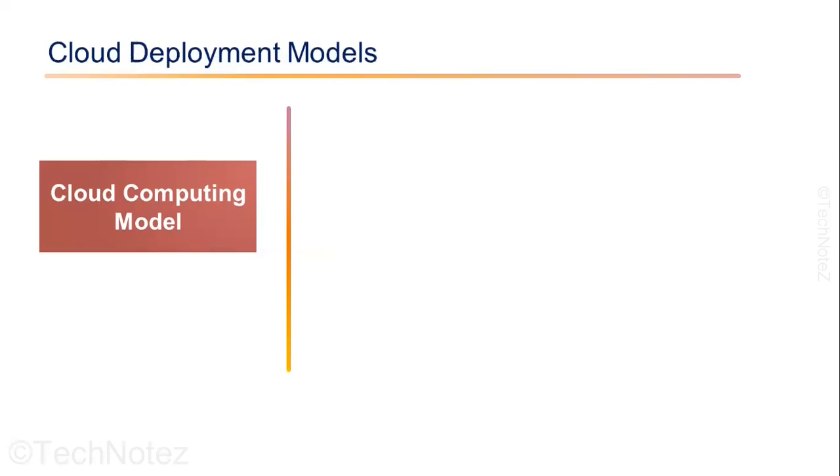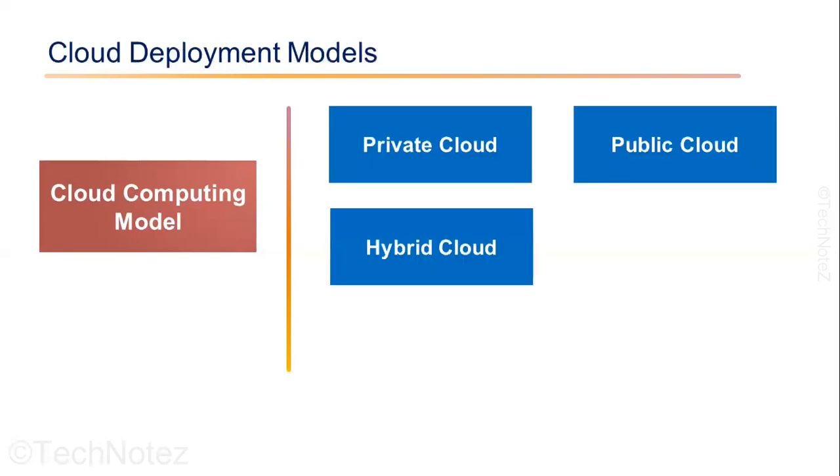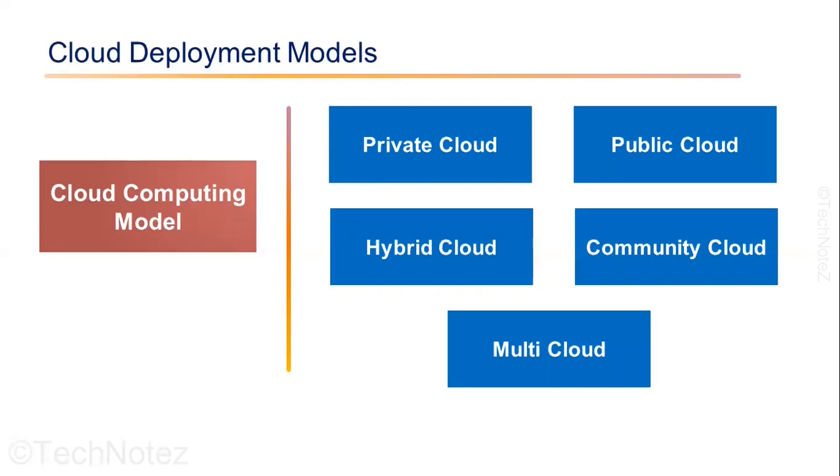So let's talk about the cloud deployment model. Cloud deployment model is how you deploy or implement the cloud in your organization. Based on network architecture, the cloud deployment models are further divided into different types like private cloud, public cloud, hybrid cloud, community cloud, and multi-cloud. Organizations use these cloud computing models based on their business needs and requirements. Each model solves a specific set of problems and serves a different purpose. We will talk about these deployment models in detail in just a moment.